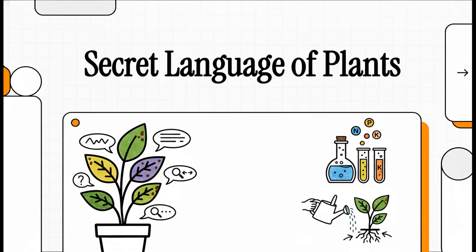Have you ever just looked at one of your plants and wished it could just tell you what it needs? Well, guess what? It can. It turns out they have a secret language, and today we're going to decode it. We are diving deep into the science of plant nutrition so you can finally understand what those yellow leaves and droopy stems are actually trying to say.